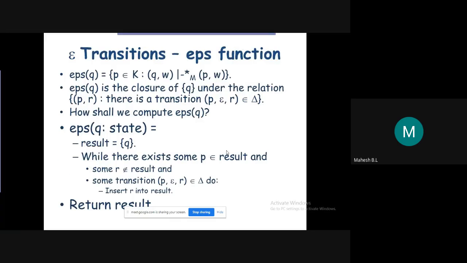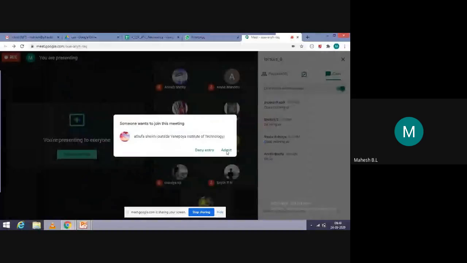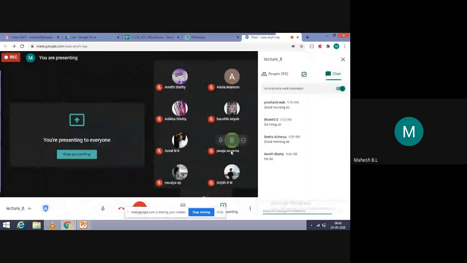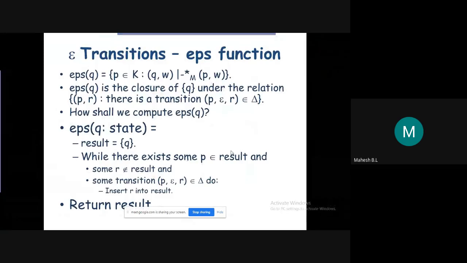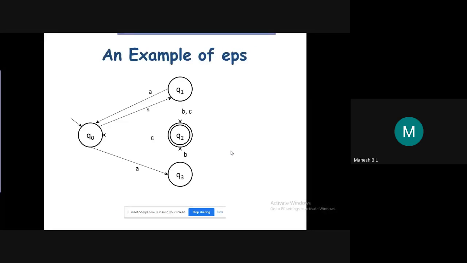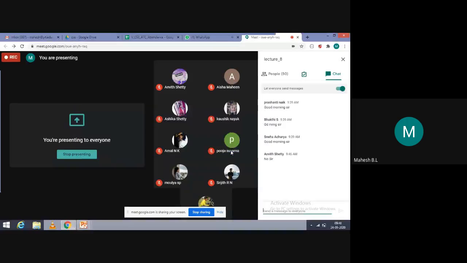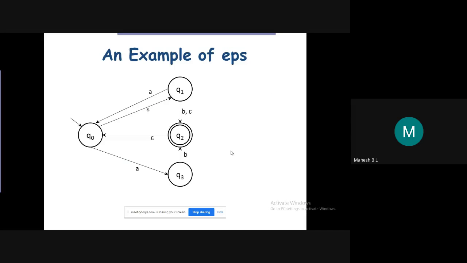Okay, then we'll consider one important function which is called the epsilon function. We will understand this with examples. Let's consider this example. We'll come to know how to calculate epsilon of a state.